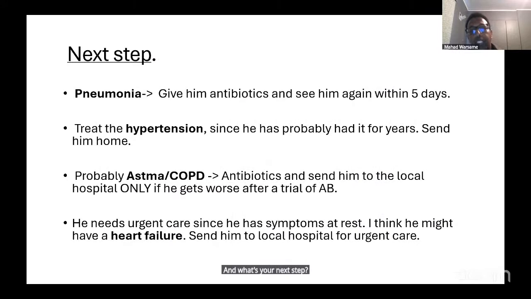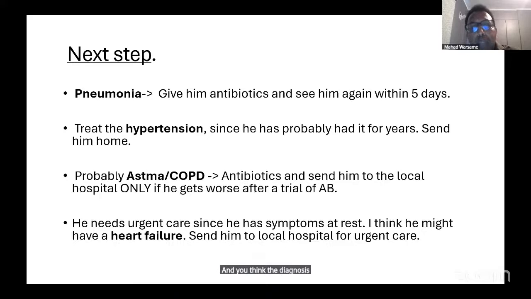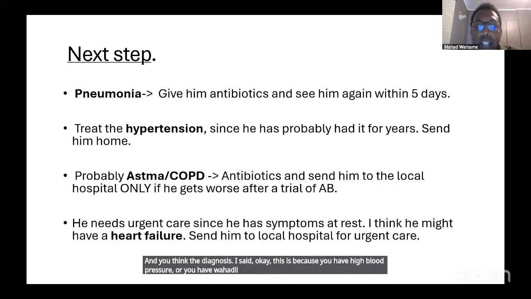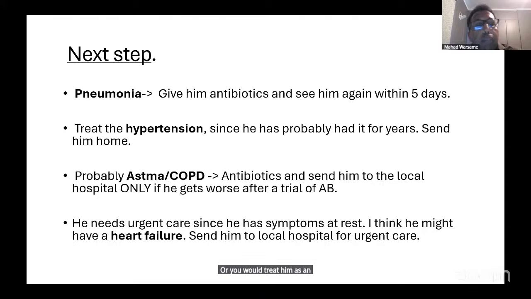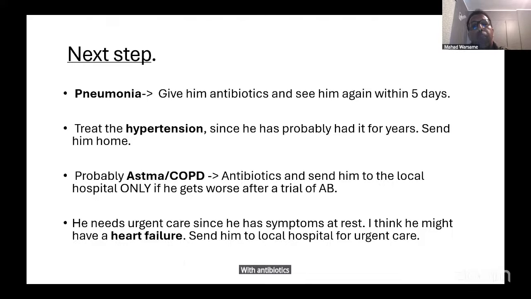Would you give the patient antibiotic and send him home, and maybe tell him to come back if he doesn't feel well? Or you think the diagnosis is because you have high blood pressure, so I will give you antihypertensive medication, and you will be better. Or you will treat him as maybe asthma, because you hear some kind of asthmatic sounds in the lungs, and you want to treat him for a chronic obstructive lung disease with antibiotics. And if he doesn't get well, maybe you send him to the hospital after some days.